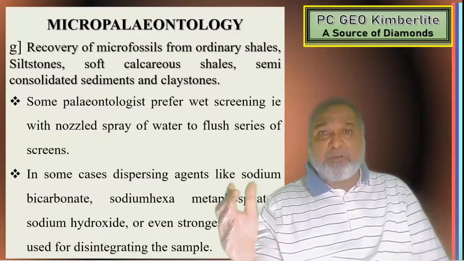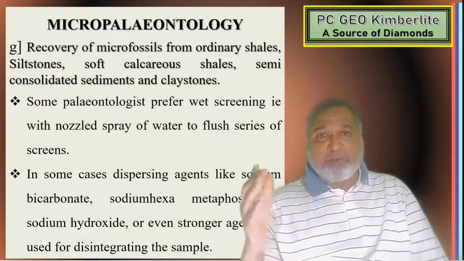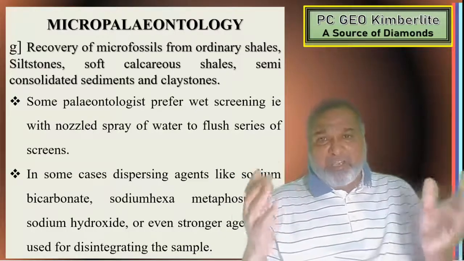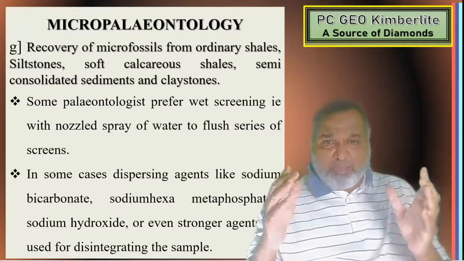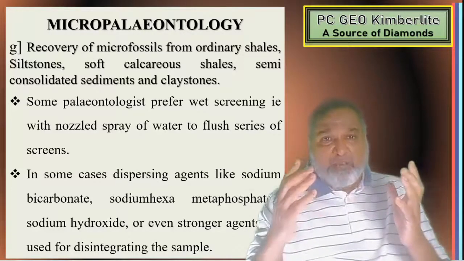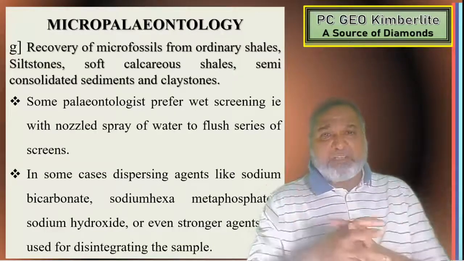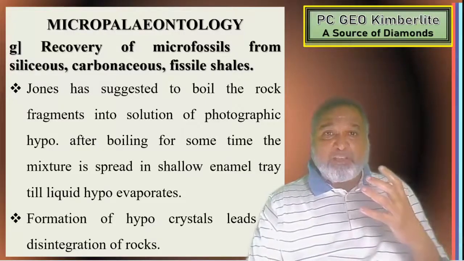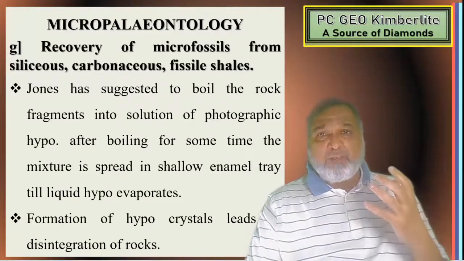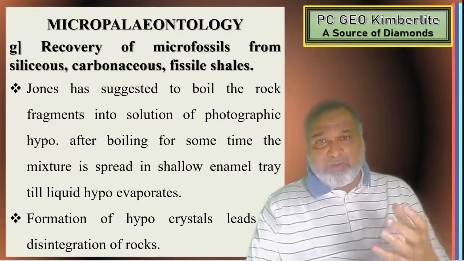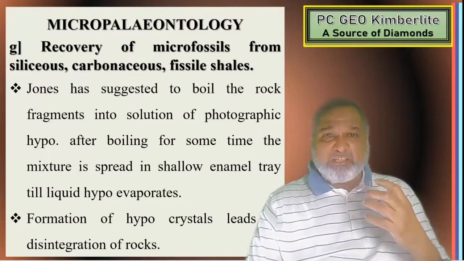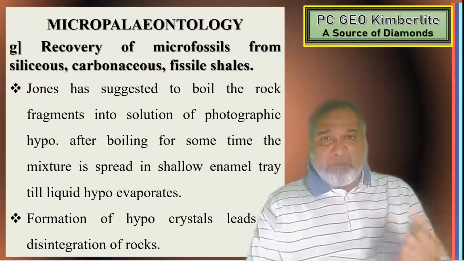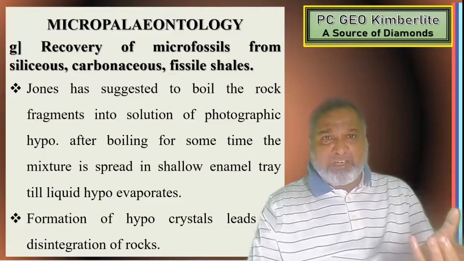Some petrologists prefer wet screening with nozzle spray water to flush a series of screens. In some cases, dispersing agents like sodium bicarbonate, sodium hexametaphosphate, sodium hydroxide, or even stronger agents are used to disintegrate the sample. Jones suggested boiling the rock fragments in a solution of photographic hypo. After boiling for some time, the mixture is sprayed in a shallow enamel tray till the liquid hypo evaporates. Formation of hypo crystals leads to disintegration of rocks.